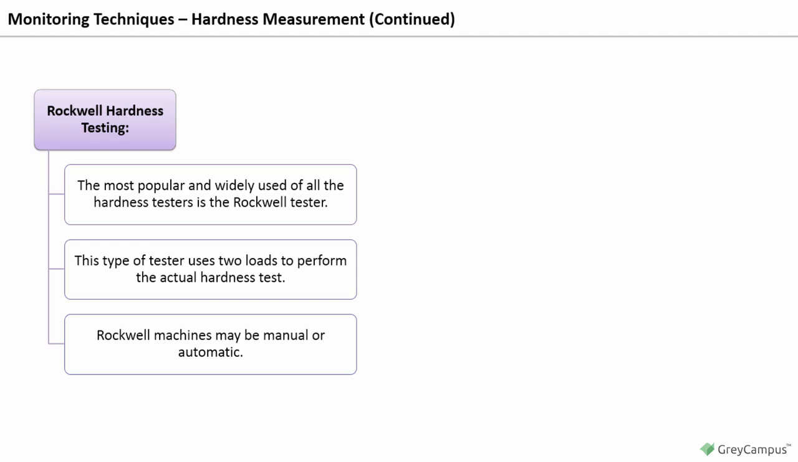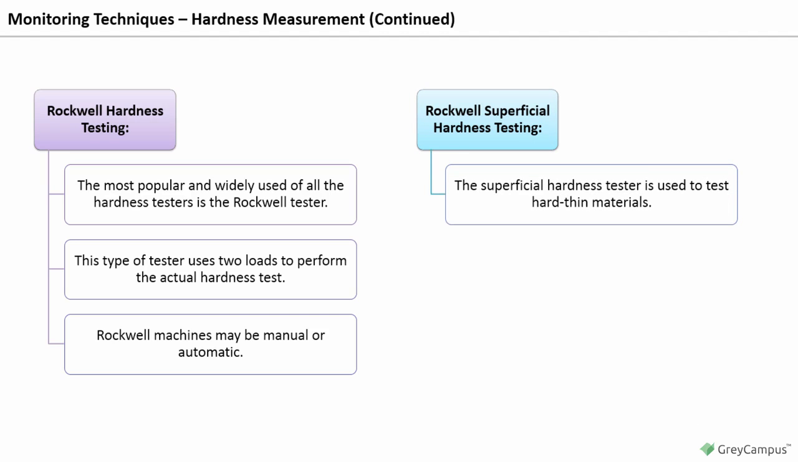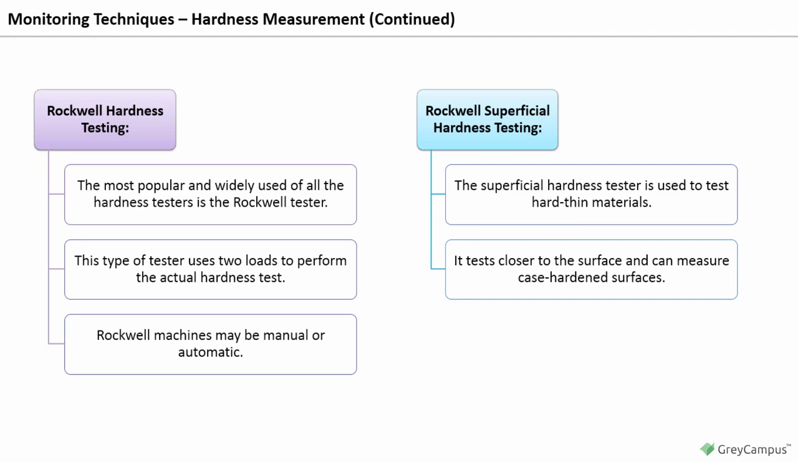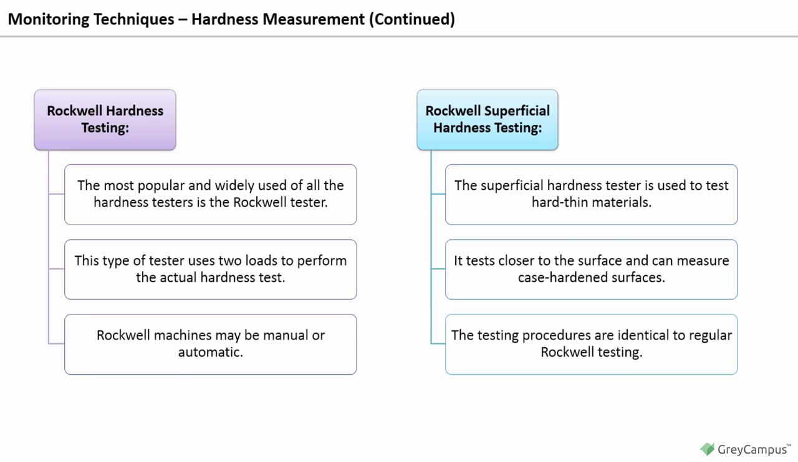There are approximately 30 different Rockwell hardness scales, with the most common being the HRB and the HRC when used in testing materials. Rockwell superficial hardness testing. The superficial hardness tester is used to test hard, thin materials. It tests closer to the surface and can measure case-hardened surfaces. The testing procedures are identical to regular Rockwell testing. There are approximately 15 different superficial Rockwell hardness scales.